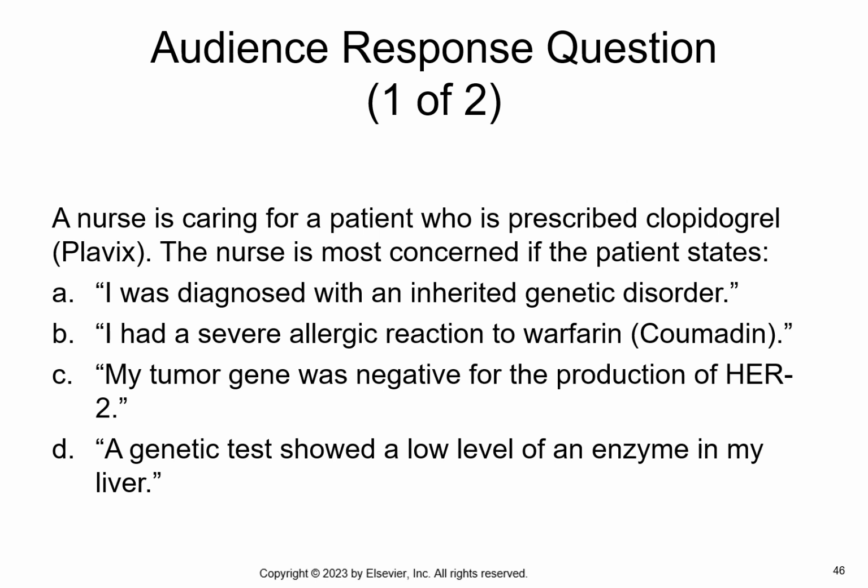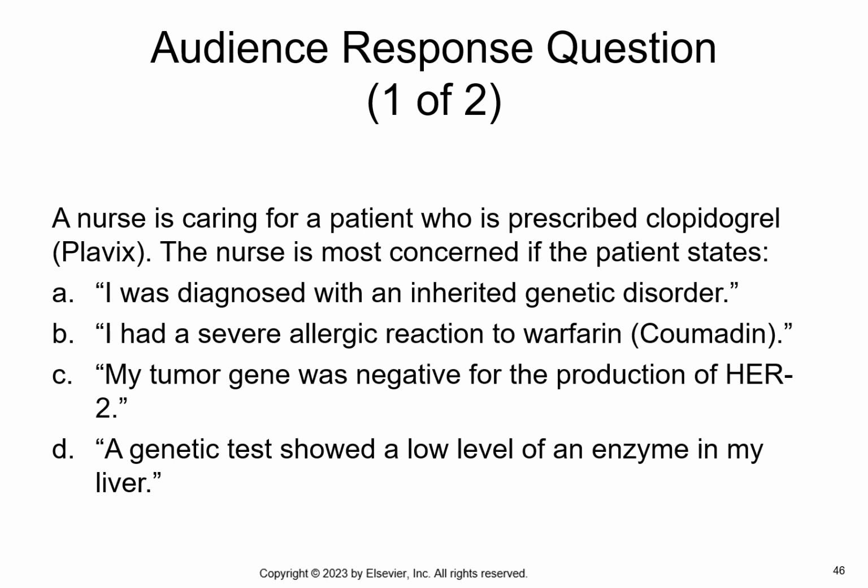B, I had a severe allergic reaction to warfarin. We don't inherit specific allergies. We inherit the tendency for allergies, but we don't actually inherit antibodies. So I'm going to put a pin in that one. Plus, warfarin and Plavix are two completely different drug categories. Very unlikely that there is even any overlap. C, my tumor gene was negative for the production of HER2. Okay, doesn't really have anything to do with clopidogrel.